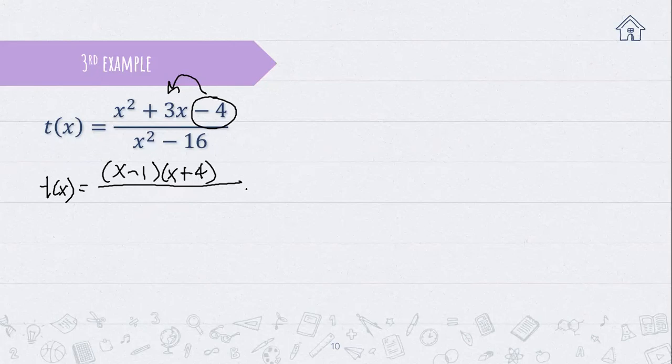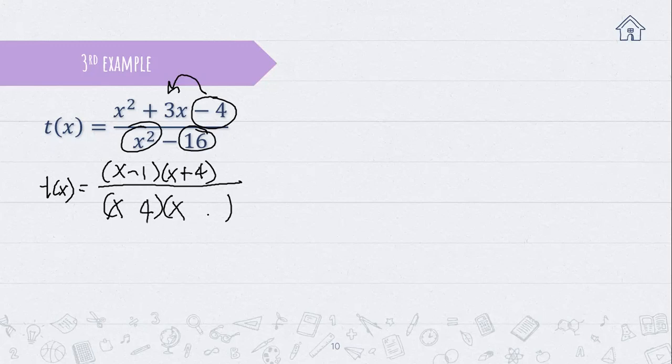Paano malalaman sir kung difference of two squares? Kasi x squared is a perfect square. 16 is a perfect square. And since subtraction sila, difference of two squares po yan. Kapag meron tayong difference of two squares, square root natin silang dalawa. Ano yung square root ng x squared? X po sir. Ano square root ng 16?